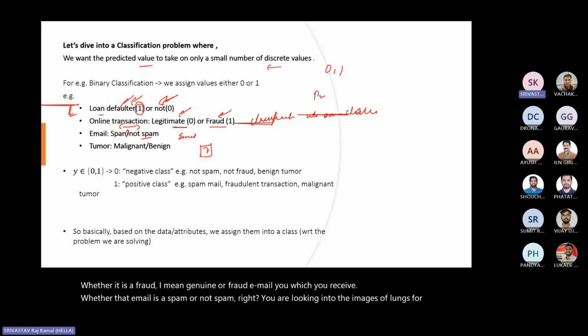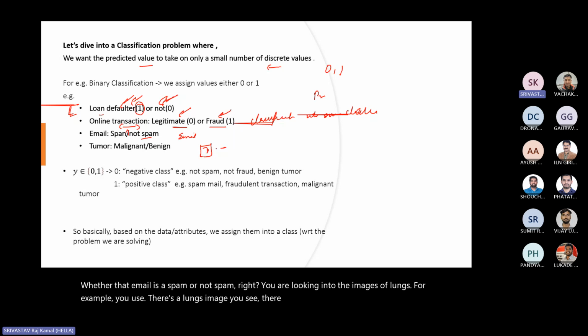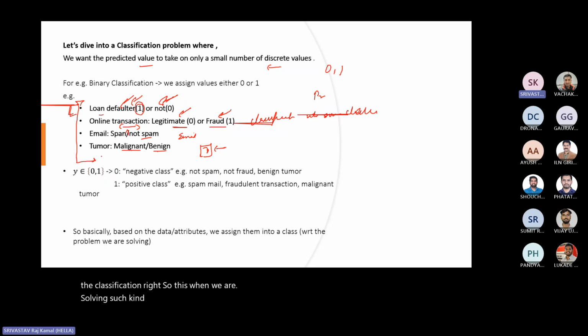There's a lungs image, you see there are some, you need to tell whether there is a tumor, and whether that tumor is malignant, whether it is a cancer, or that's okay, a normal tumor. So that's the classification, right? When we are solving such kind of objectives, you are basically dealing with the area of problems known as classification problems, right? Any doubt in that?